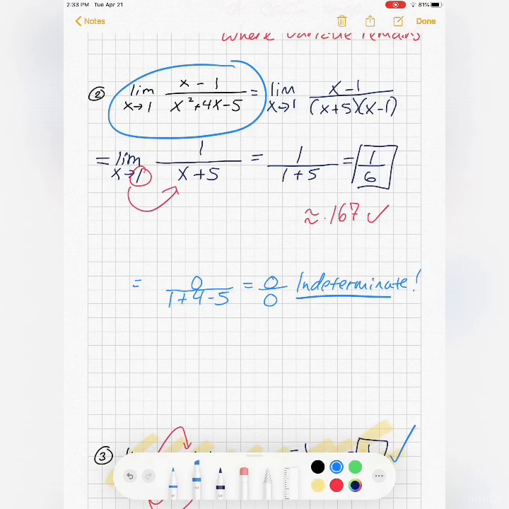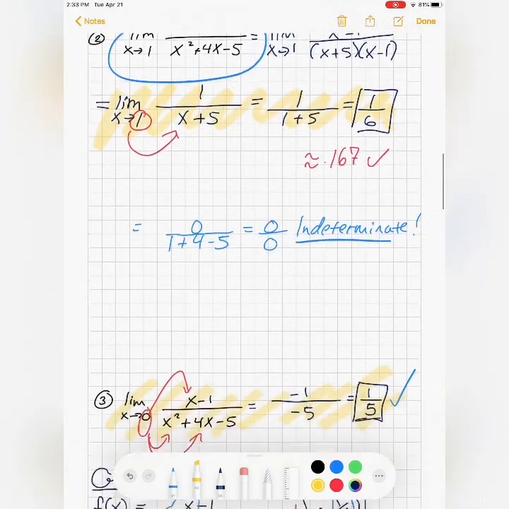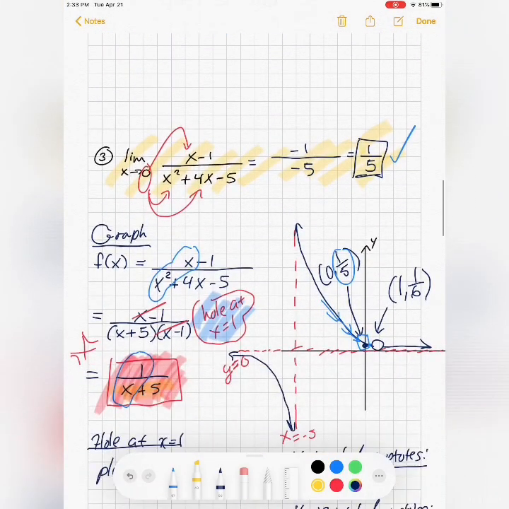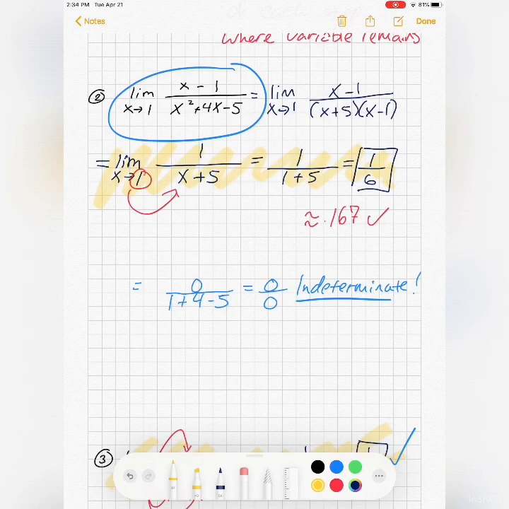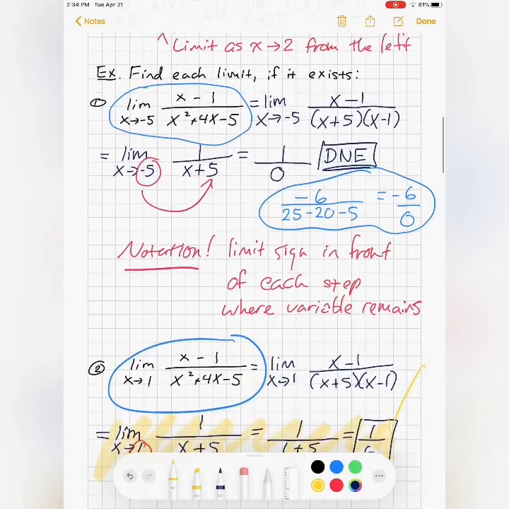Let's see what else we said. We said the limit as x goes to 1 is 1/6. Okay, so as x goes to 1, you see how here I have that hole in the graph, but the y values are still approaching that number 1/6 because we're not actually concerned about what happens at the instant that x is equal to 1, just as we get close.